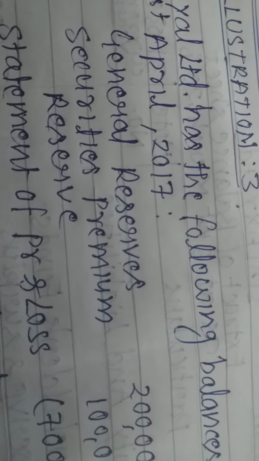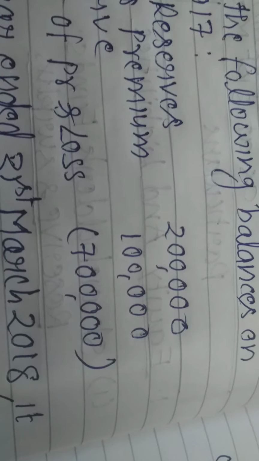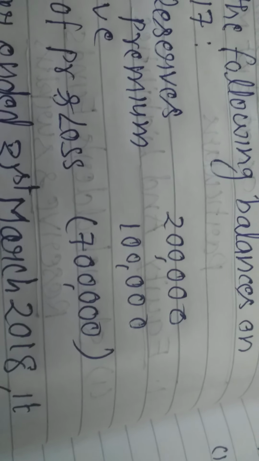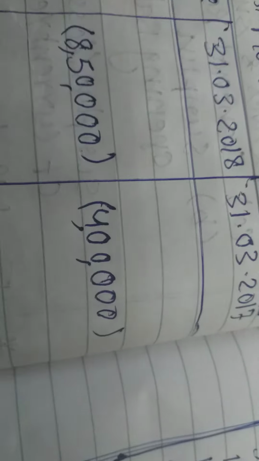Just see. The opening balance, the previous year figure, has been provided to you. General reserve, that is 2 lakh. Security premium reserve, that is 1 lakh. Statement of profit and loss, negative balance, that is equal to 7 lakh. So when you add all these, you will get minus 4 lakh. This is your previous year figure. Got it? Now, how to get it through notes to account? This you have to understand.